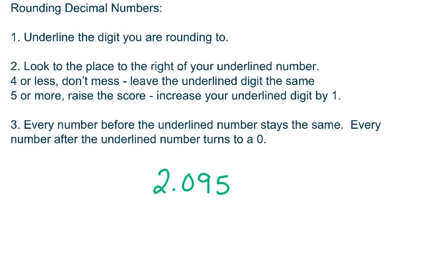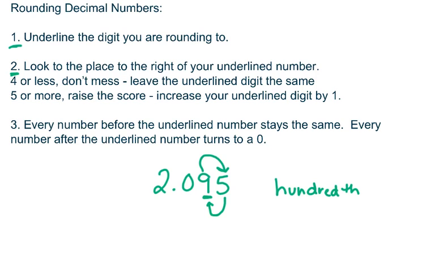Let's look at another example. I have the number 2 and 95 thousandths, and I want you to round it to the nearest hundredth. Again, the hundredth is that second decimal place. So I'm going to go ahead and underline that second decimal place, just as it tells me in the first step. The second step again says look to the number to the right. If that's 4 or less, we're not going to mess. That number's going to stay the same. If it's 5 or more, we're going to raise the score. So I look and I see that it's a 5. That 5 is going to make that 9 go up by 1.